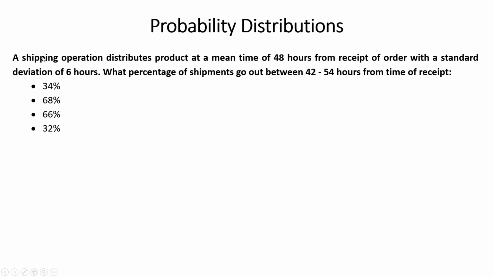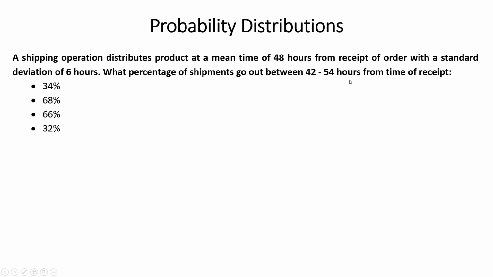All right, probability. So a shipping operation ships product at a mean time of 48 hours from the receipt of an order. They get an order, 48 hours later, they ship it out, right? Maybe that's your standard Amazon 2-day delivery. And there's a standard deviation of approximately 6 hours shipping. What percentage of shipments go out between 42 and 54 hours?